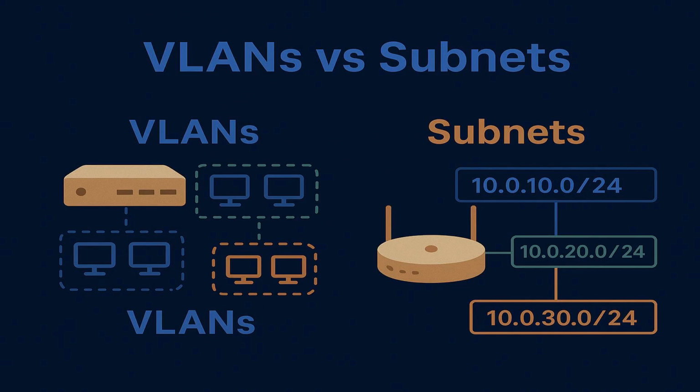Now here's where it gets a bit tricky. VLANs and subnets sound similar because they both break up networks into smaller parts. But there's a key difference. Subnetting happens at the IP level. It organizes devices based on their IP addresses and often spans across multiple switches connected through routers. VLANs operate at the data link layer, layer 2, and use switch configurations to separate traffic. A single layer 3 switch can support multiple VLANs, allowing segmentation without additional physical devices.